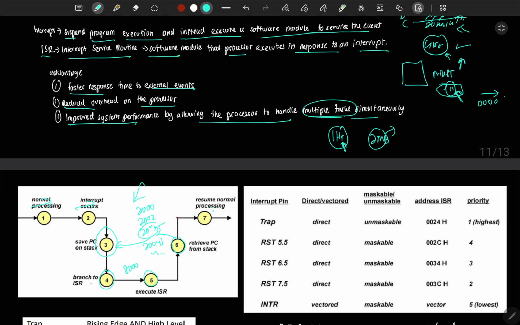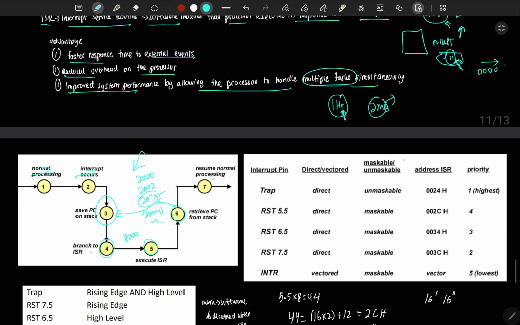Now this is an interrupt table. In this table we know that these are the interrupt pins. INTR is vectored and this is maskable, and TRAP is non-maskable. The address for TRAP is 0024, it's static, and the highest priority is given to TRAP, followed by 7.5, 6.5, 5.5, and INTR.